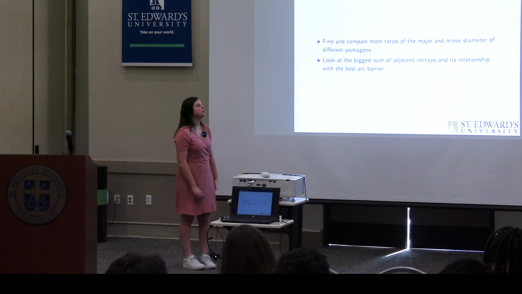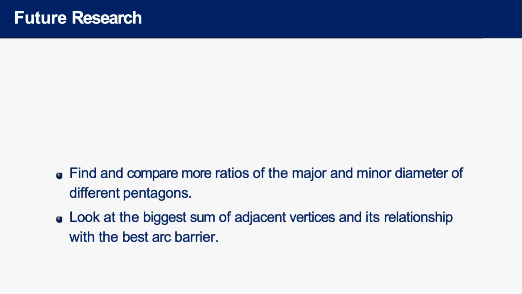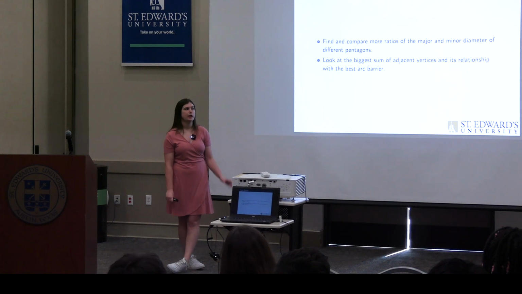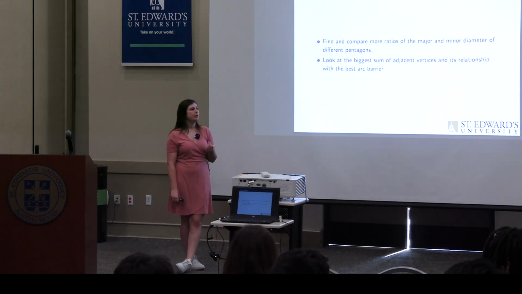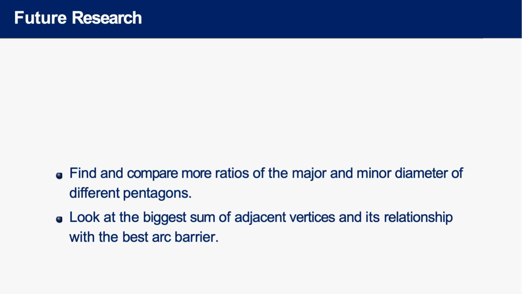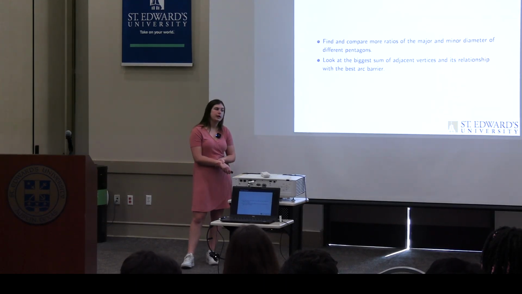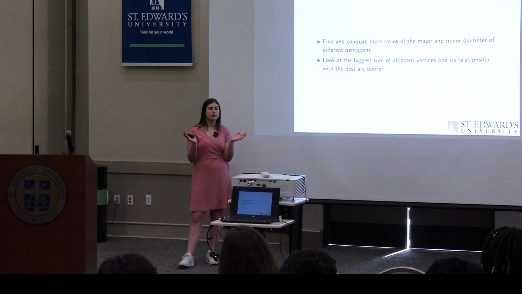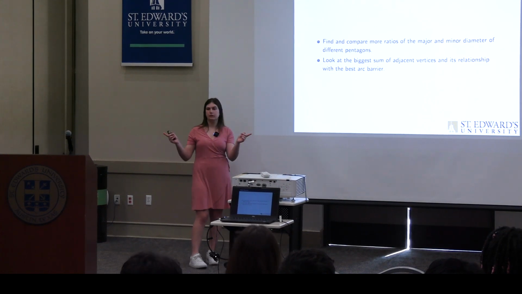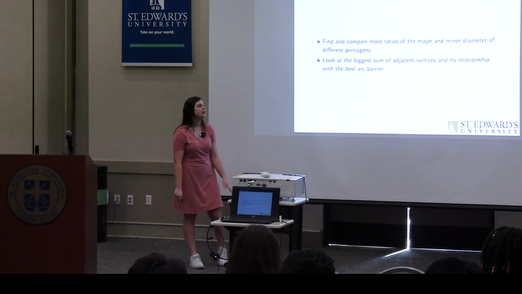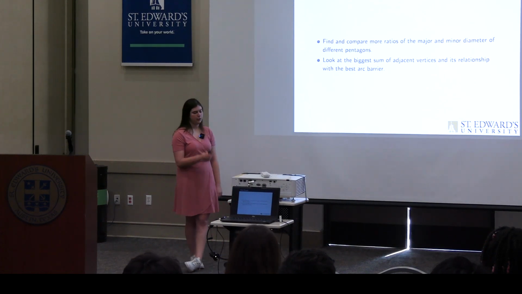So for the future, or to build off of this, I want to continue to find and compare even more ratios of pentagons to narrow down that ratio and maybe come up with a number, or just narrow it down even more. And then as a different perspective, look at the biggest sum of adjacent angles in the pentagon and that relationship, just because if you have two really wide angles, it's going to force that pentagon to have a larger distance between the vertices, which could then contribute to whether the barrier is going to be inside or not.